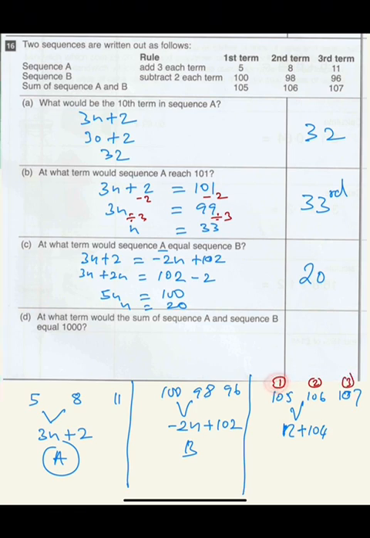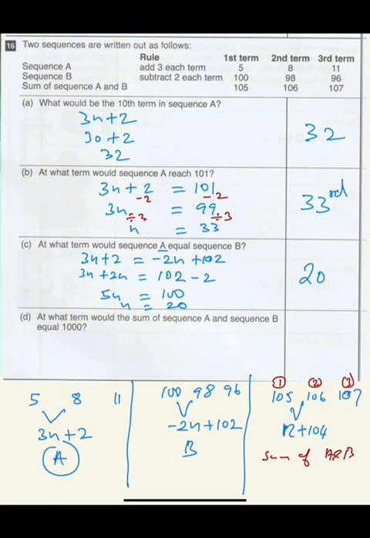When n is 1, 1 plus 104 is 105. Then when n is 2, 2 plus 104 is 106. When n is 3, 3 plus 104 is 107. So we found the nth term for the sum of sequences A and B.